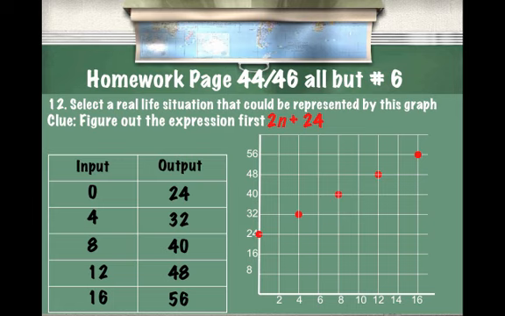So in this case, the expression is 2n plus 24. To figure out a real-life situation, I chose my default as Mayfair. It costs $24 to get into Mayfair, plus $2 for every ride.